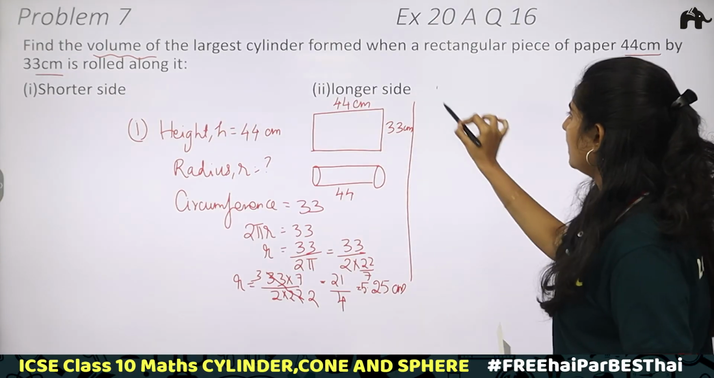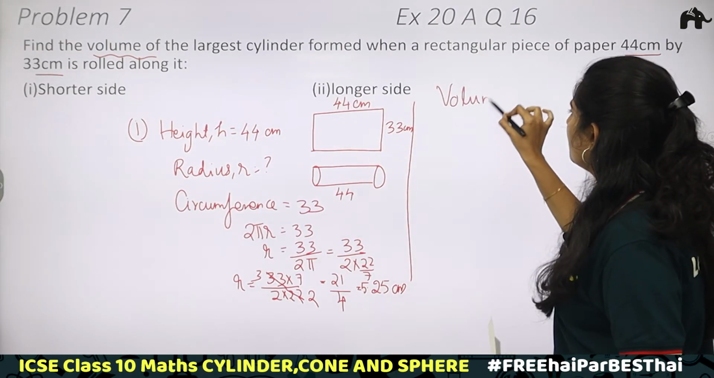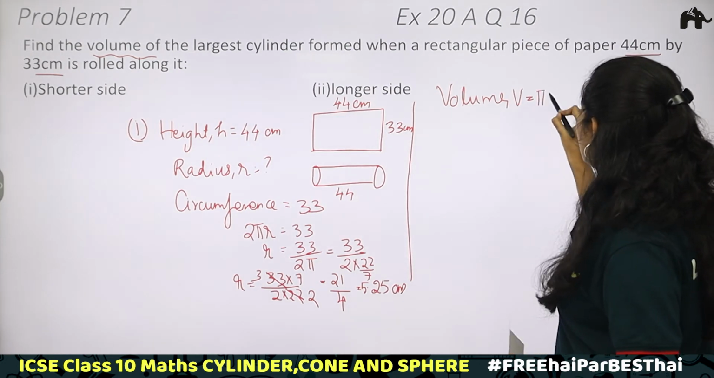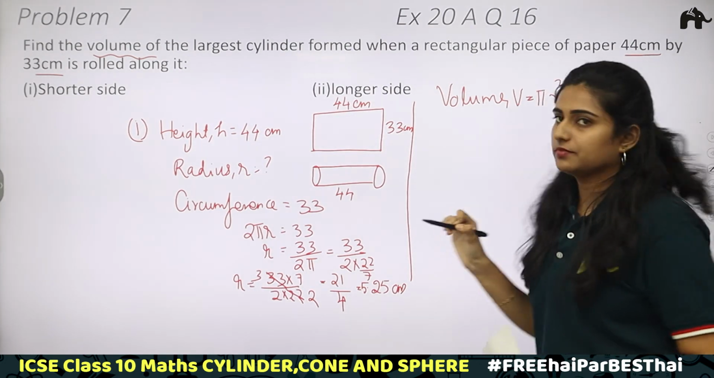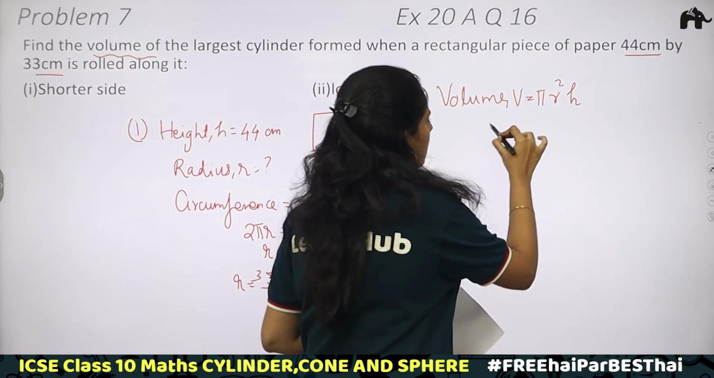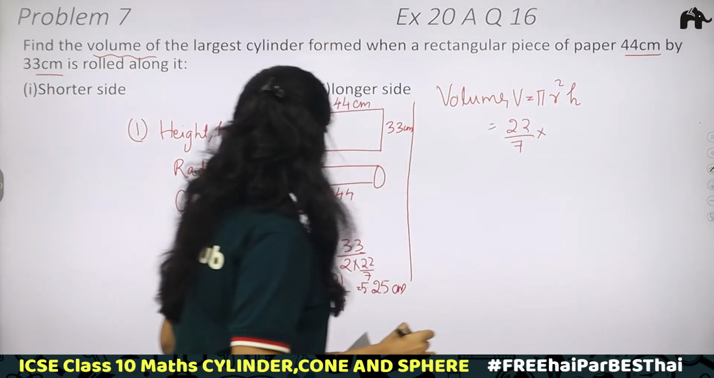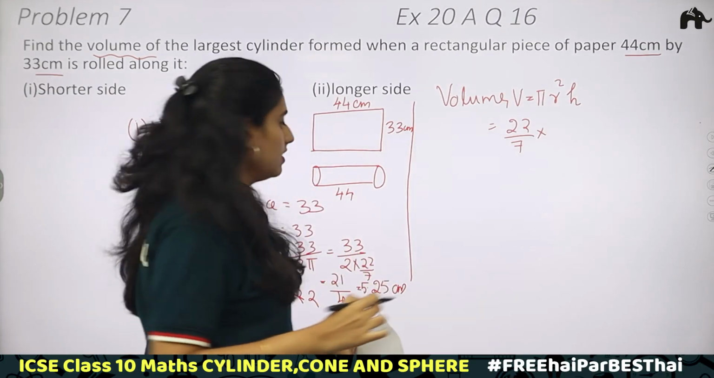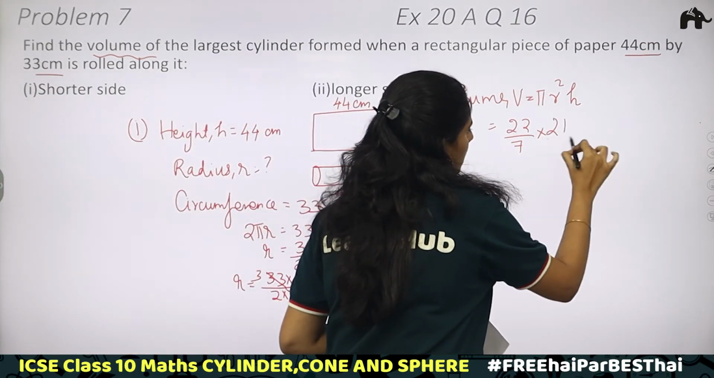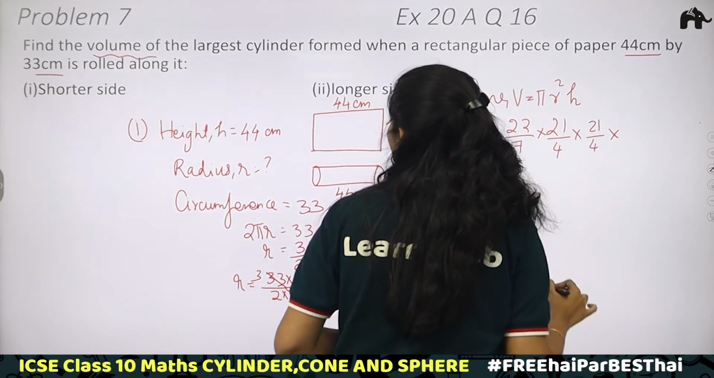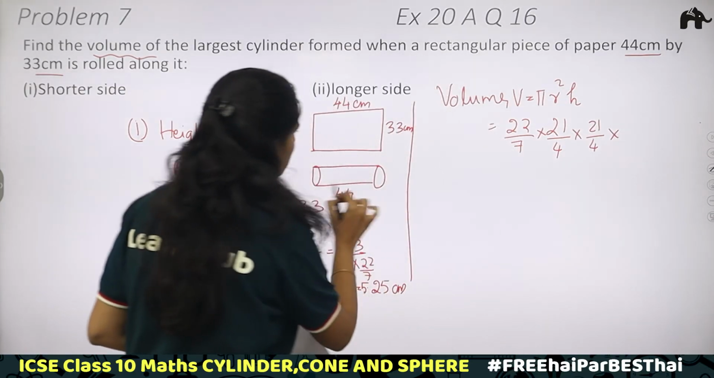Now, we can find the volume. Volume V is equal to pi r square h. Put the values. Pi 22 divided by 7, radius 21 by 4, 21 by 4, again 21 divided by 4, and height is this 44.